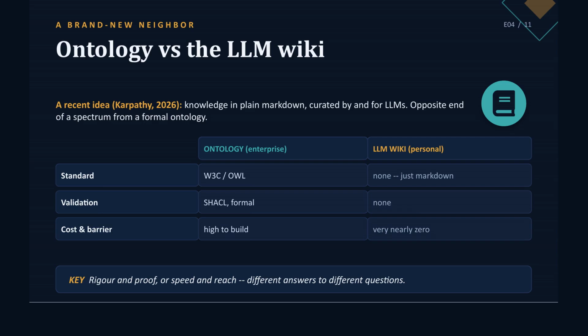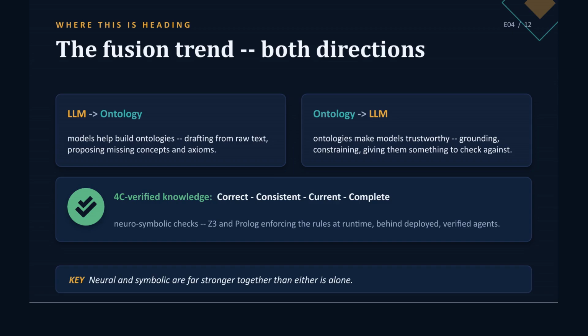One buys you rigor and proof. The other buys you speed and reach. Neither is wrong. They are answers to genuinely different questions, and knowing which one you actually need is half the skill. So where is all of this heading? Toward fusion, in both directions at once.